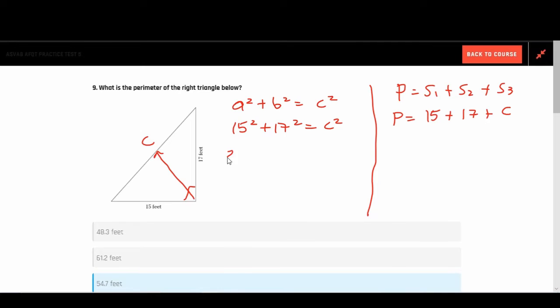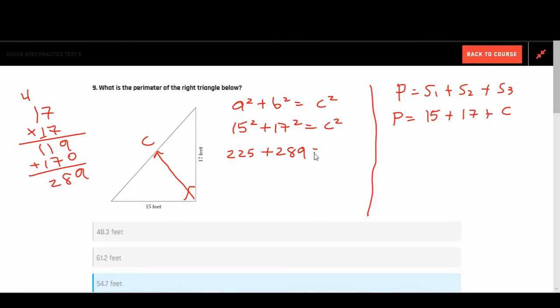I know 15 squared is 225, so I don't have to work that one out. That said, I don't know what 17 squared is, so I'm going to work that off to the side. 7 times 7 is 49, carry the 4. 7 times 1 is 7, 8, 9, 10, 11. Add a 0 since we're starting that 1. 7 times 1 is 7. 1 times 1 is 1. Let's add. 0 plus 9 is 9. 7 plus 1 is 8. 1 plus 1 is 2. So this is 289 equals c squared.